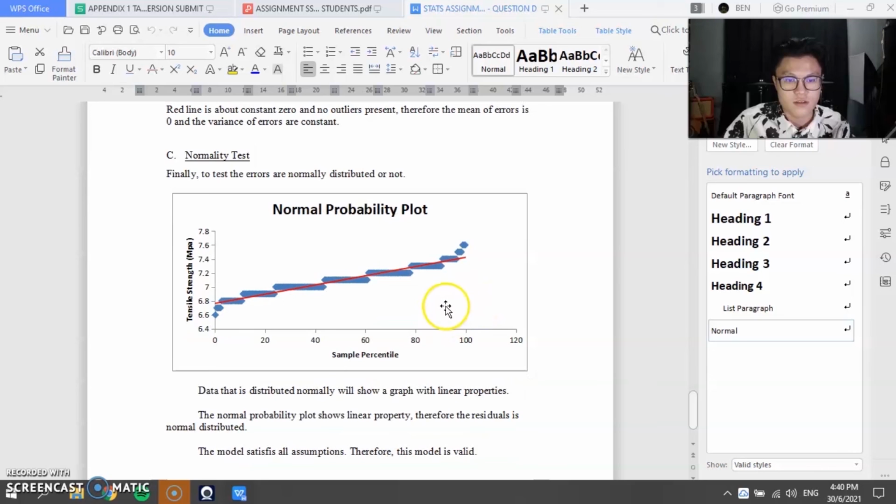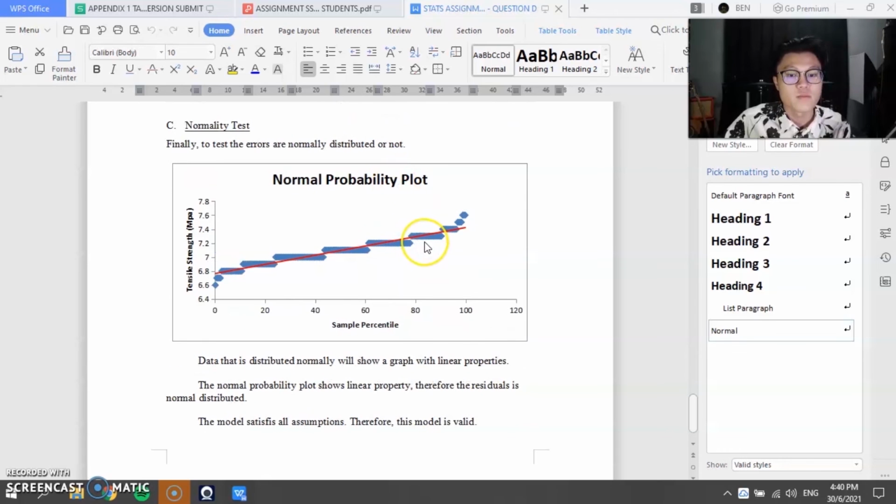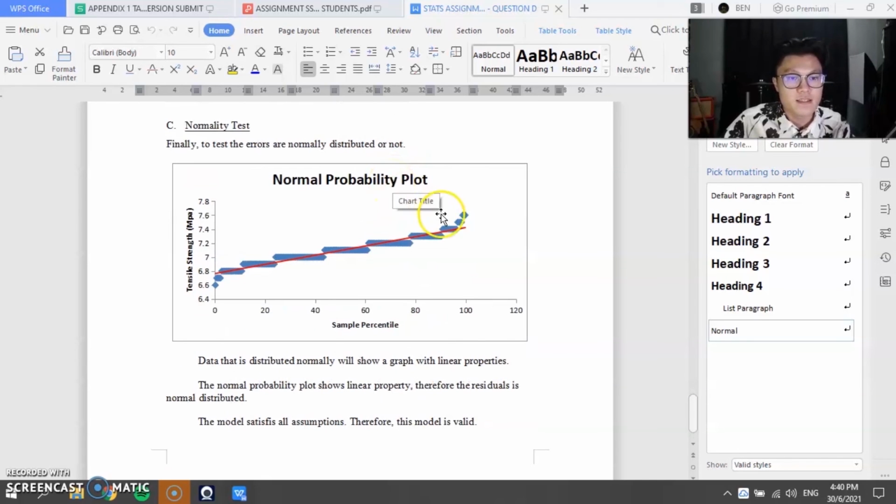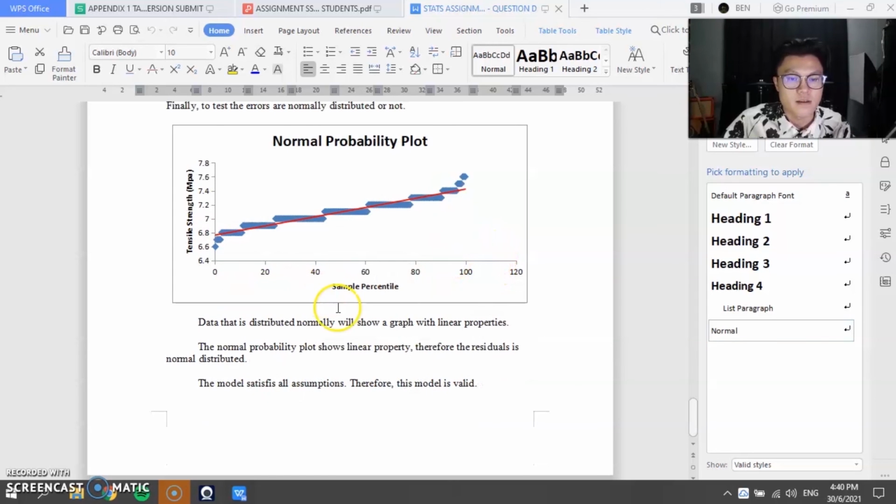The last test is the normality test. This is to test whether the errors are normally distributed. We can get the normal probability plot from data analysis using Microsoft Excel. If the data is normally distributed, it will show a graph with linear properties. In this graph, it shows linear properties as shown here. Therefore, the residuals are normally distributed.